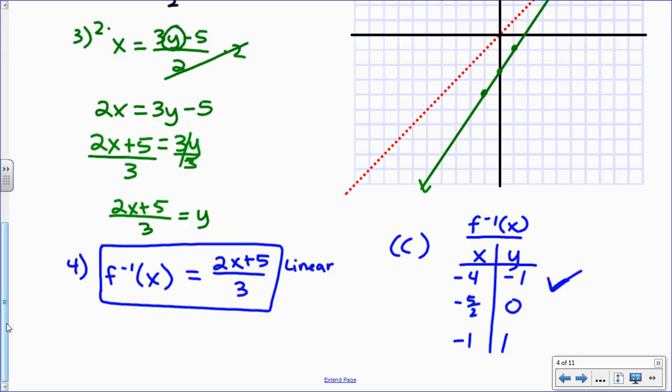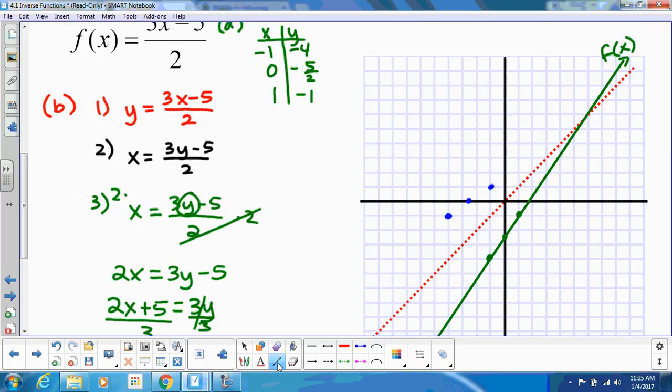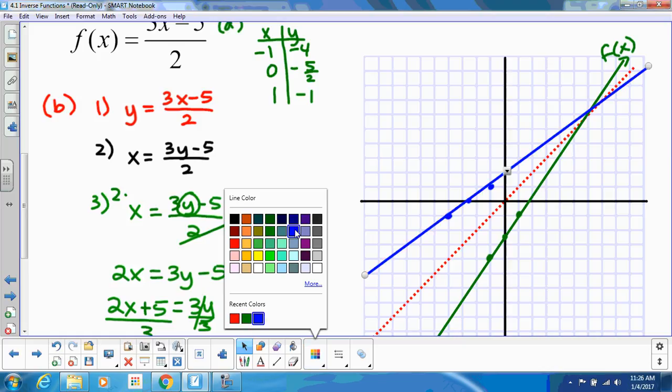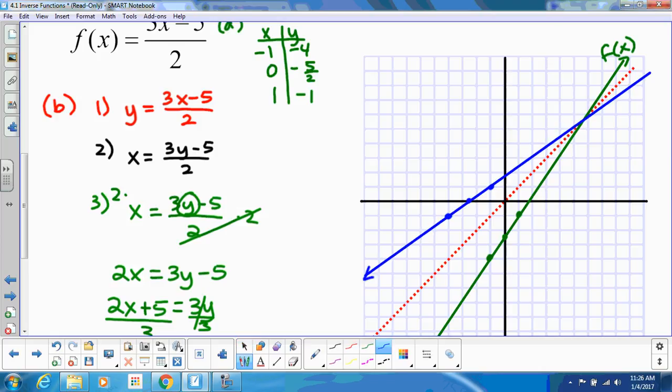Okay, so I'm going to graph these points now, and then I'll draw the line. So (-4, -1), (-5/2, 0), and (-1, 1). Okay, so then this is f inverse of x.